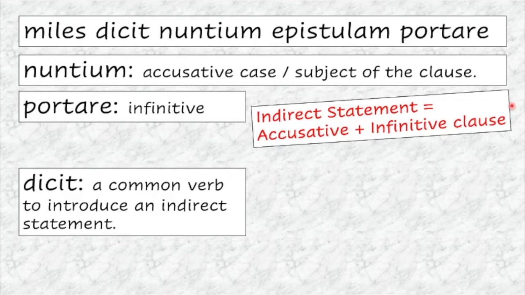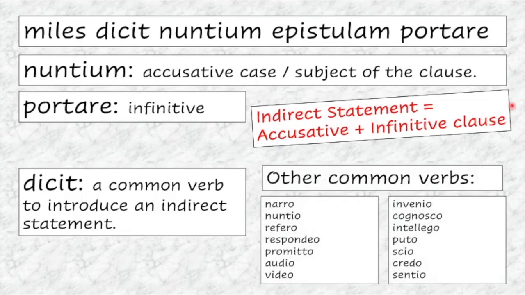Indirect statements are quite easy to spot, not just because of the accusative and the infinitive, but also because they are introduced by some very specific verbs. I have a list here for you. So dicit is an extremely common verb, says, but also narro, nuntio, respondeo, and so on. If you want, you can pause the clip and look at those verbs if you're not sure about the meaning.